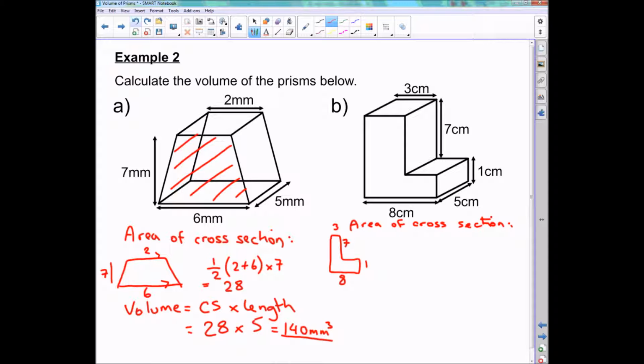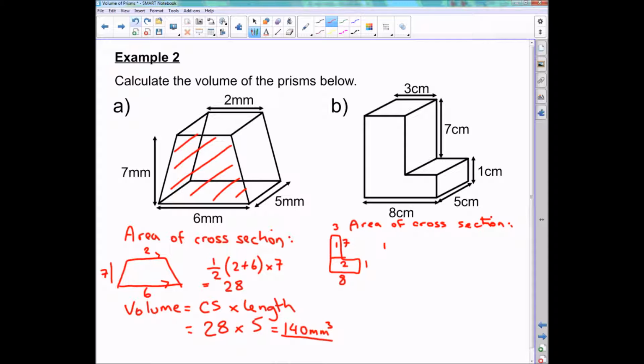Now, if you remember how to find the area of these L shapes, I need to split this shape up into two separate rectangles. Now, the best way to do this is to actually cut it horizontally there. So I'm just going to label my different rectangles 1 and 2.